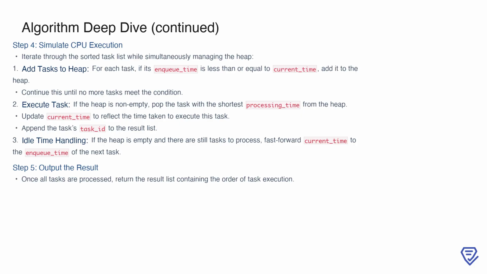Next, if the heap contains tasks, the CPU executes the one with the shortest processing time, removing it from the heap. The current time is updated to reflect the execution time, and the task's ID is added to the result list. When the heap is empty but tasks remain, we fast-forward the current time to the in-queue time of the next task. This avoids unnecessary idle simulation and ensures we efficiently manage tasks. Once all tasks are processed, the result list, containing the order of execution, is returned as the output.